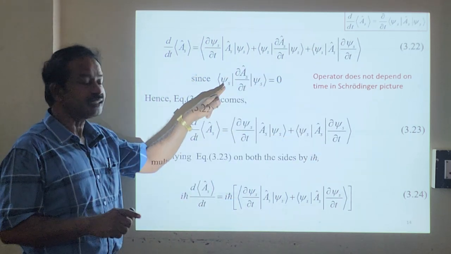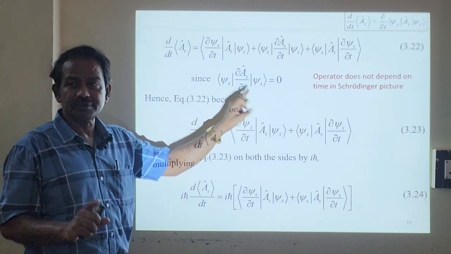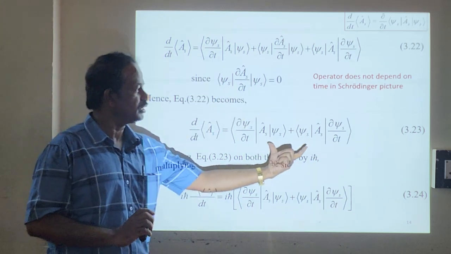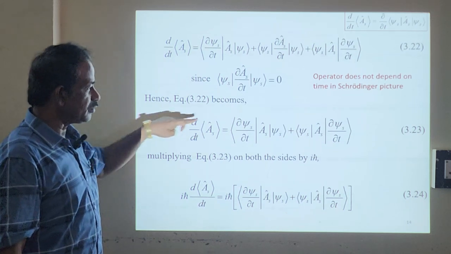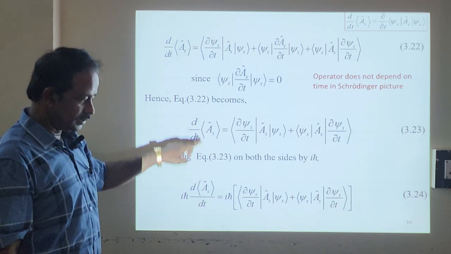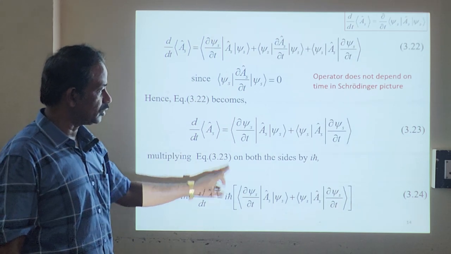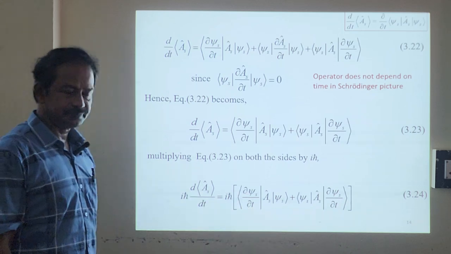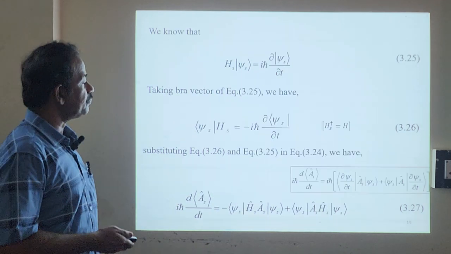According to the Schrödinger picture, the operator does not depend on t. So the central part will become zero. So you will have only these two terms. Is it okay? Now I'm going to multiply both sides by i h cross. So you have i h cross times d of the expectation value of A_S by dt, which is equal to i h cross times this term. Is it okay? I'm going to multiply.